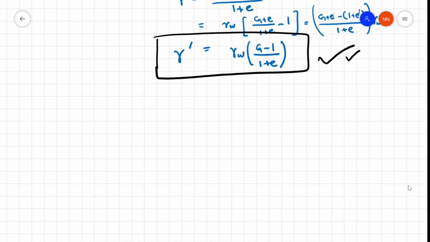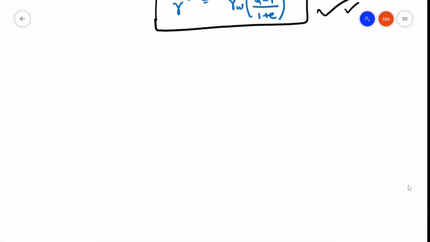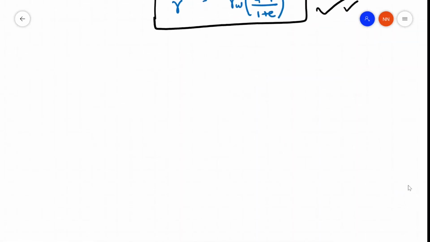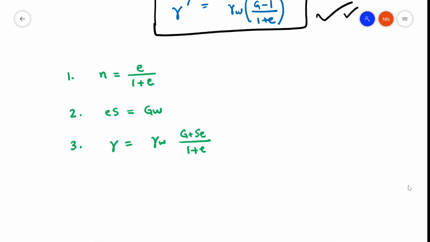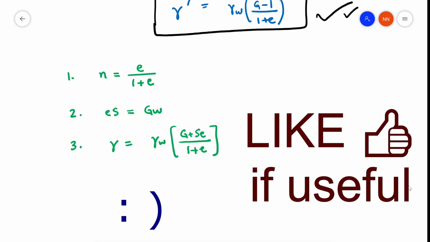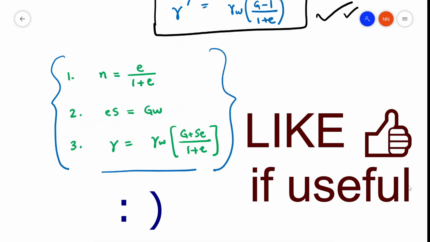Now let's summarize all the important relationships we learned in this lesson. The first one is N equals E over 1 plus E. Second, ES equals GW. Finally, unit weight equals gamma W times G plus SE over 1 plus E. These are very important relations and are very, very helpful in solving numerical problems in soil mechanics.